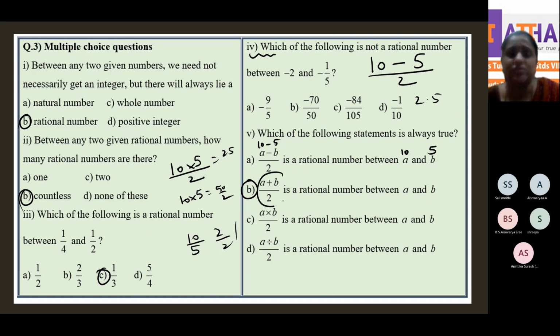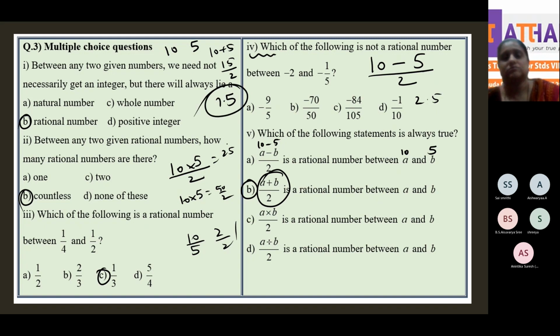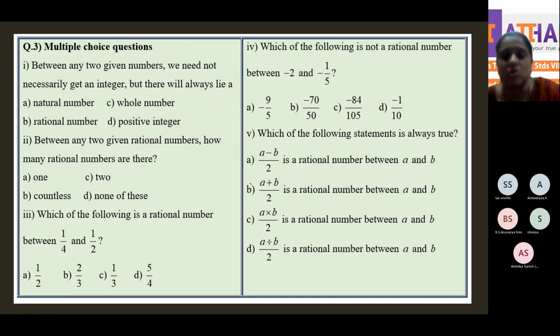But if you work this one, A plus B by 2, for the same two numbers, 10 plus 5 is 15. 15 by 2 is 7.5, which is clearly between 5 and 10. So A plus B by 2 is always true. Which of the following statements is always true? A plus B by 2 is a rational number between A and B. The others are not true. Please work this yourself. Homework.